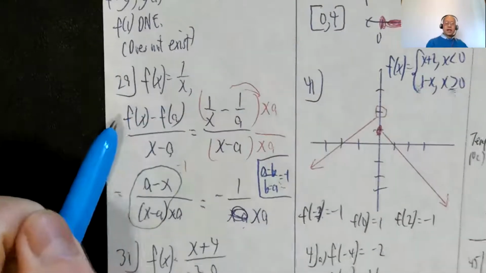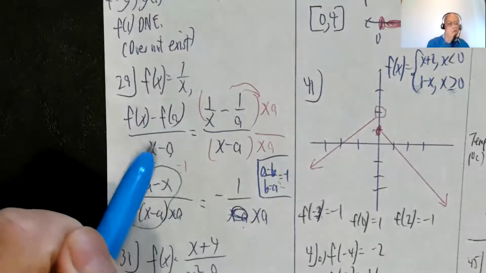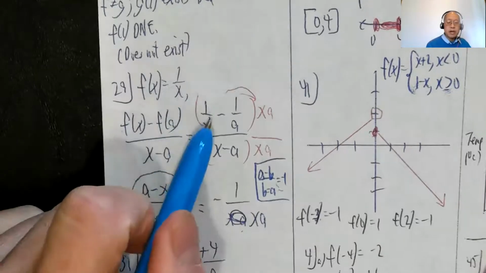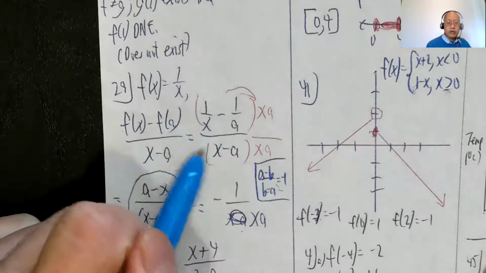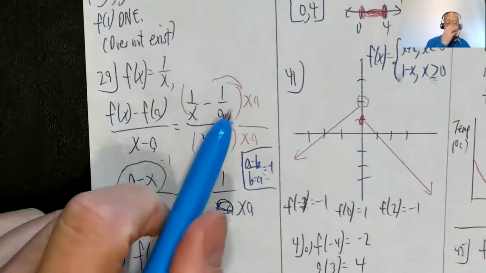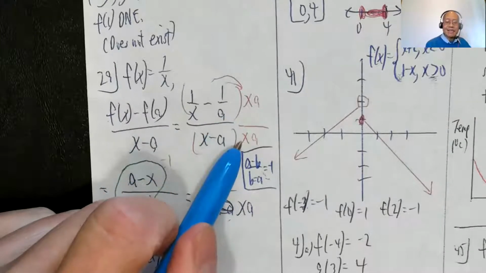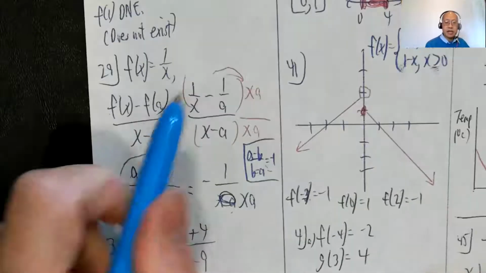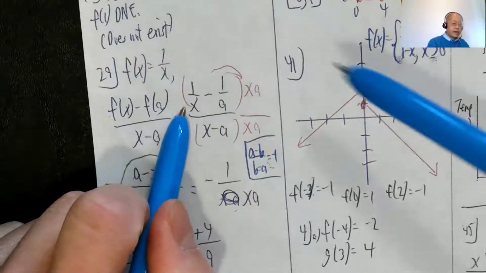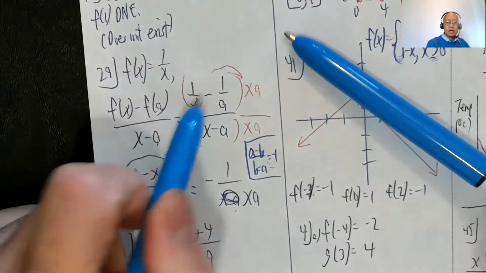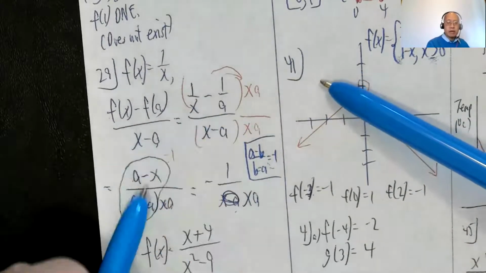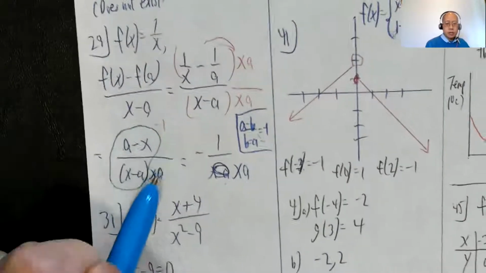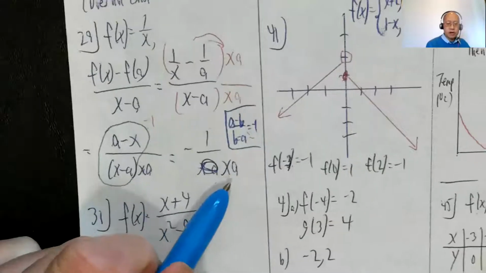29, f of x is 1 over x. They ask for f of x minus f of a divided by x minus a. F of x is 1 over x. F of a is 1 over a, over x minus a. Clean it up by multiplying top and bottom by xa. So the bottom becomes x minus a times ax. 1 over x times xa becomes a. Negative 1 over a, xa becomes a minus x. This fraction comes out to be negative 1. So the final answer is negative 1 over xa.